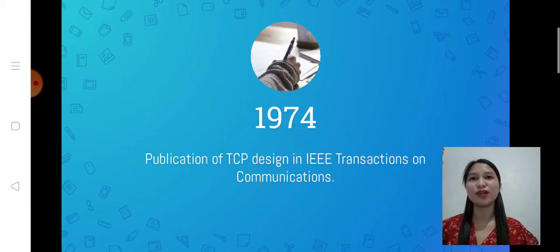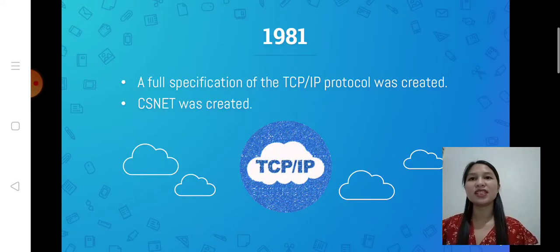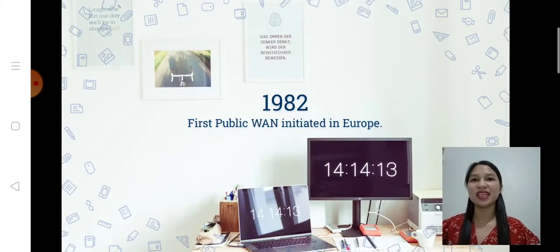In 1974, the Transmission Control Protocol, or TCP design, was published in the Institute of Electrical and Electronics Engineers, or IEEE Transactions and Communications. Several years later, a full specification of the TCP protocol was created, giving birth to the Computer Science Network, or CSNet, with the purpose of extending networking benefits. In 1982, the first public wide area networks, or WAN, initiated the European area.